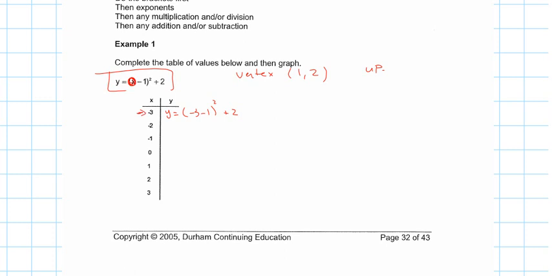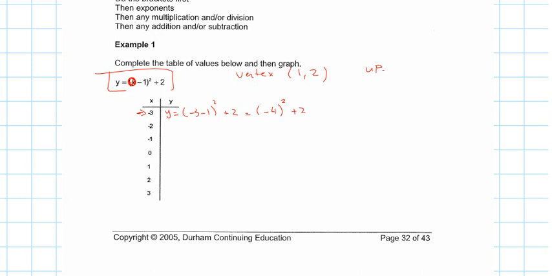Now, let's do the BEDMAS. Brackets first. Inside the bracket, negative 3 minus 1 gives me what? What's negative 3 minus 1? Negative 4, squared, plus 2. What comes after brackets?